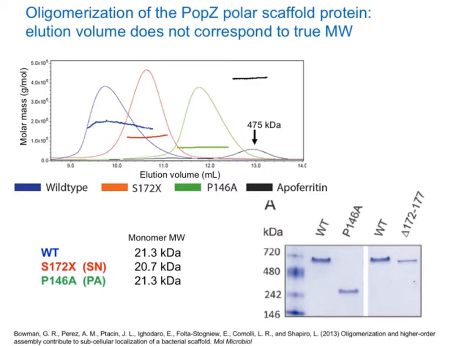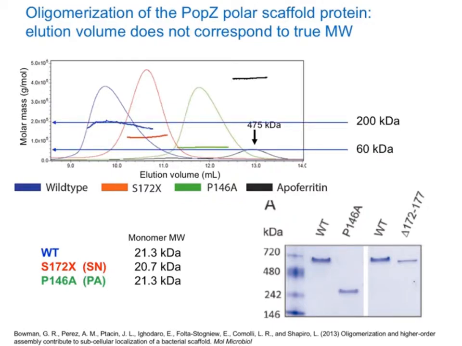The initial SEC-MALS test revealed that all 3 versions of the protein elute very early from the sizing column, eluting ahead of the 475 kilodalton apoferritin. Despite such early elution, the protein molar masses were rather small, ranging from 60 to 200 kilodalton. These molar masses measured from SEC-MALS analysis were significantly smaller than the apparent masses estimated from native gel electrophoresis of 600 kilodalton for the slow migrating forms of wild-type and SN, or even the 240 kilodalton estimated for the fast-migrating PA mutant.